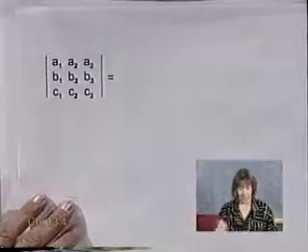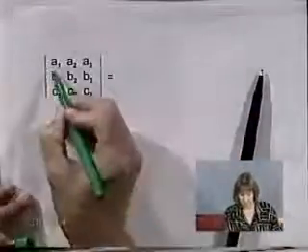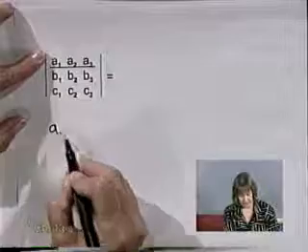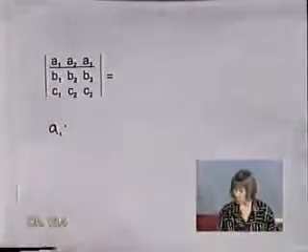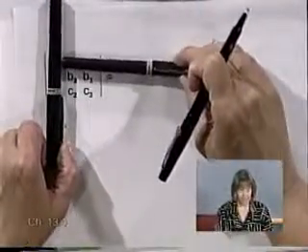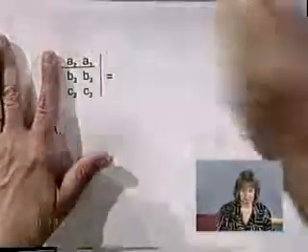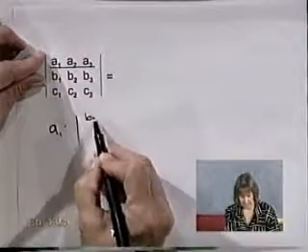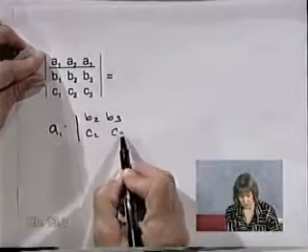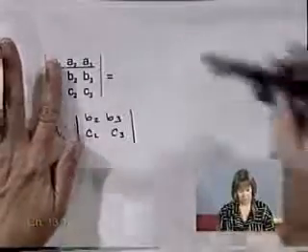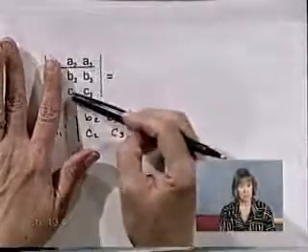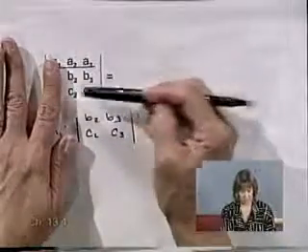Now some of you have had determinants, others have not. To evaluate this determinant, we're going to go across the top row. First we take A1 and multiply it times, and we eliminate the row and the column that A1 is in. So we eliminate this column and this row, and what we're left with is B2, B3, C2, C3. So it's A1, you eliminate the row and column A1 is in, and you multiply it by the determinant of what's left, B2, B3, C2, C3.